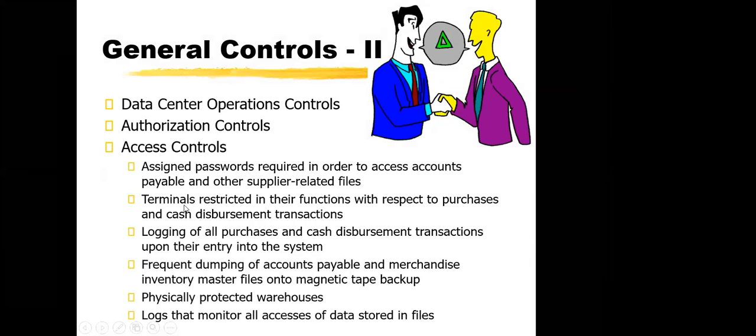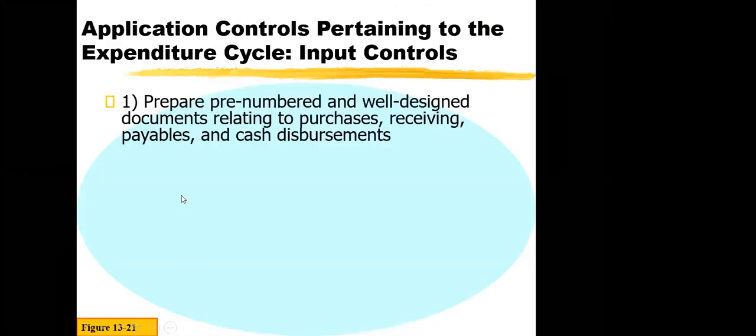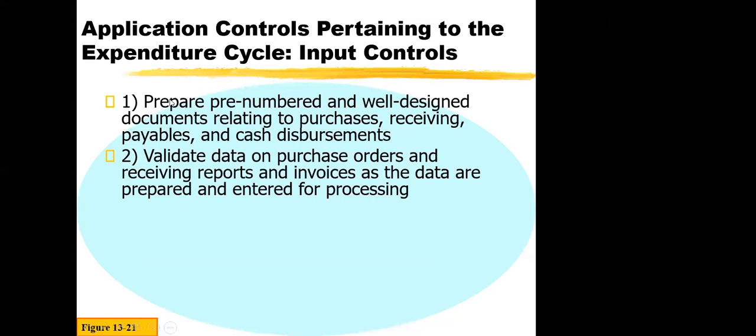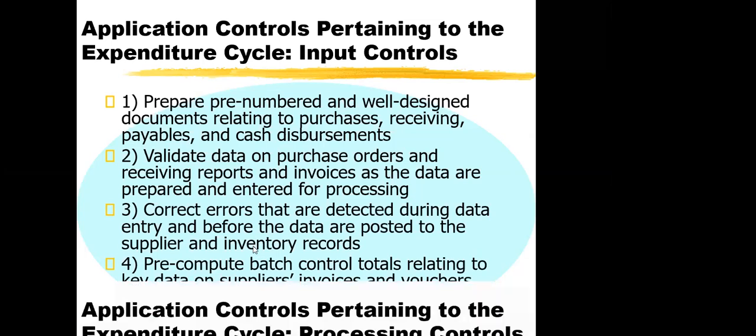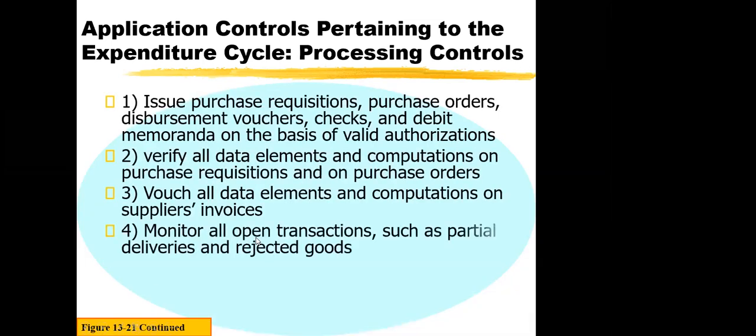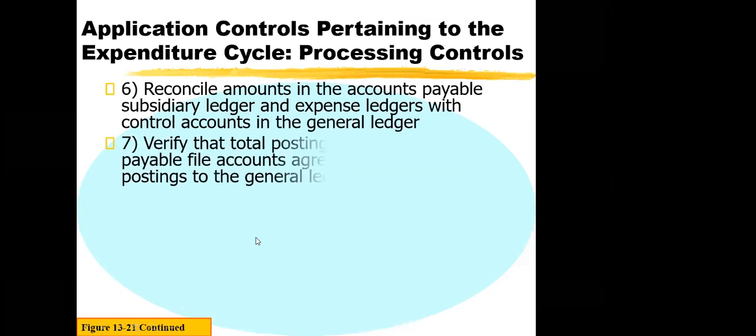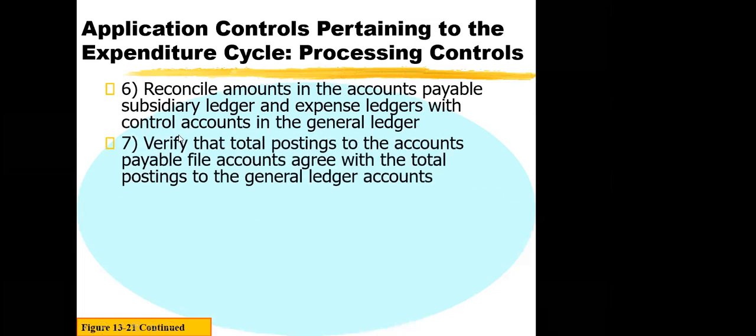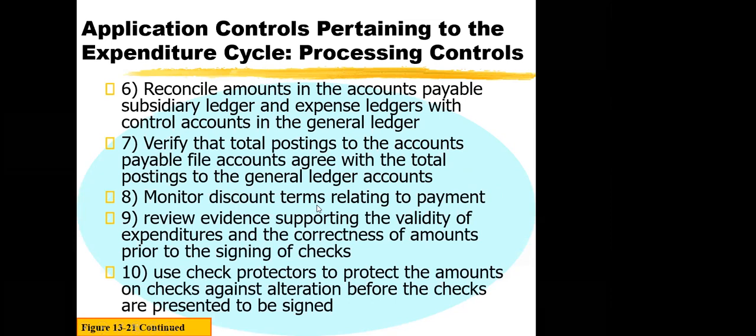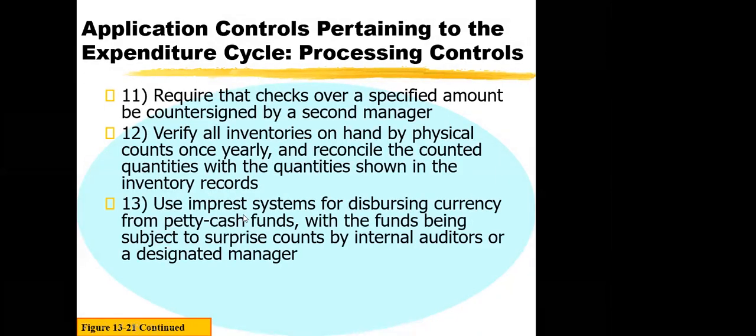Okay, so this is the review for this chapter. Remember, the best way is to always input things with pre-numbered. Make the voucher system pre-numbered, your checks are pre-numbered, and validate the data on purchase orders. Make sure it's true. Okay, so read all the PowerPoint. Reconcile amount of accounts payable, make sure things are paid. Monitor discount terms. That's what I was saying about discounts of 2%, 1%, 10 days, things like that. Review it and make sure that you follow in a timely manner.